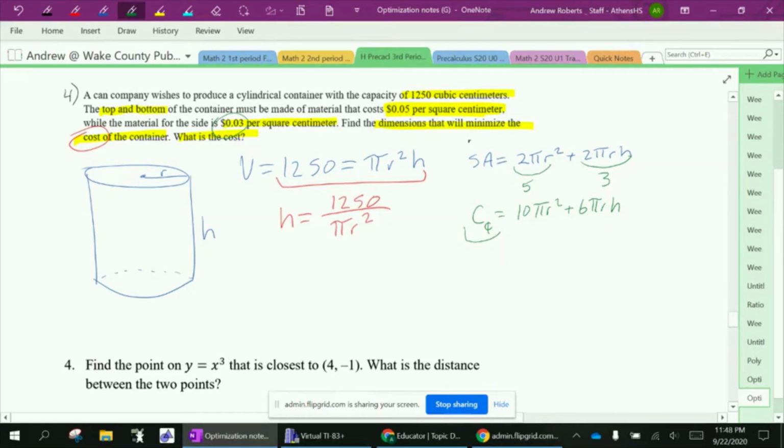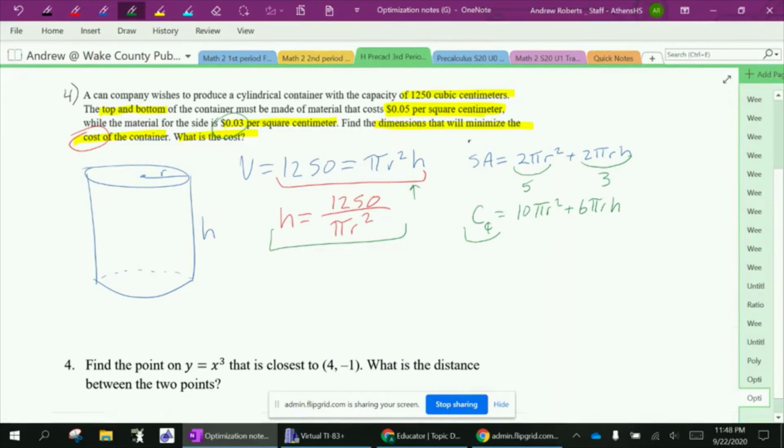So to replace my h value, I have h equals 1,250 divided by pi r squared. I got that from my area formula. Okay. Let's divide both sides by pi r squared to get h by itself.